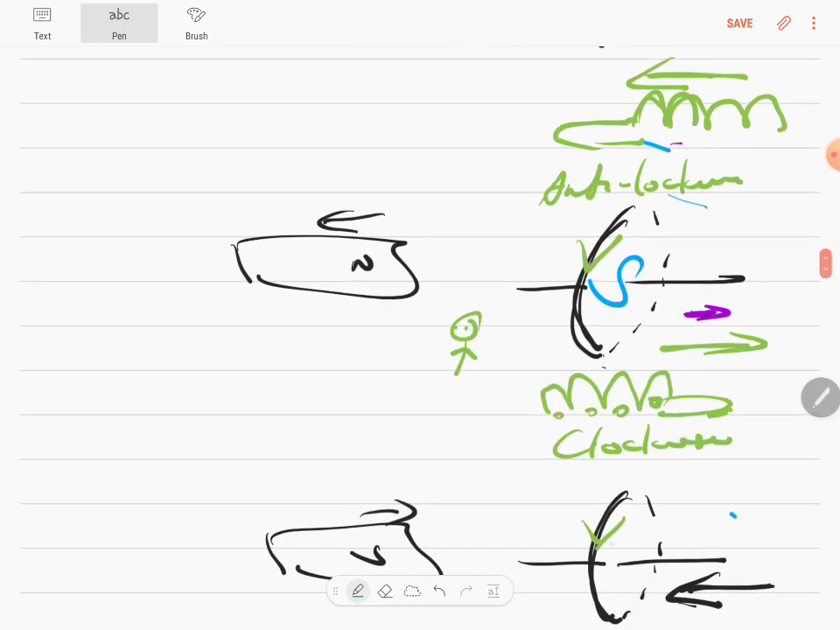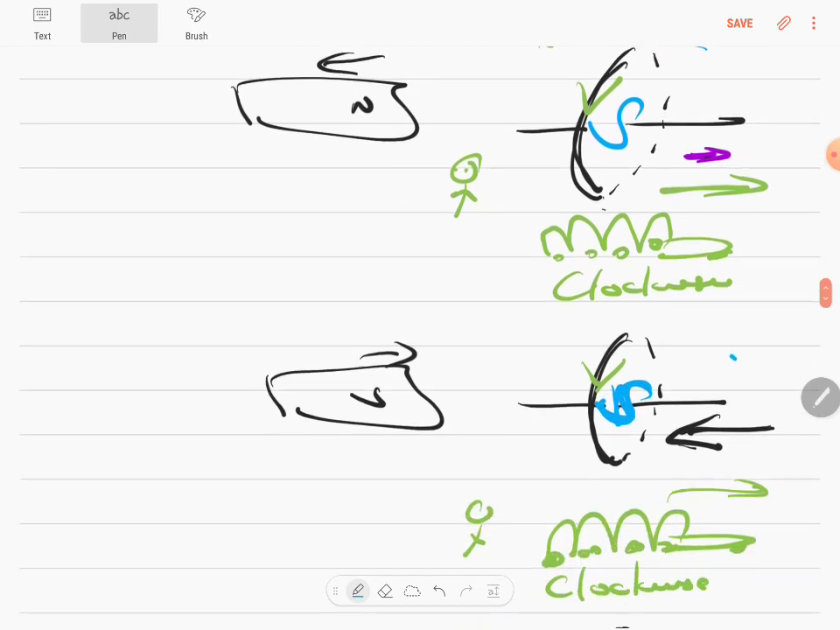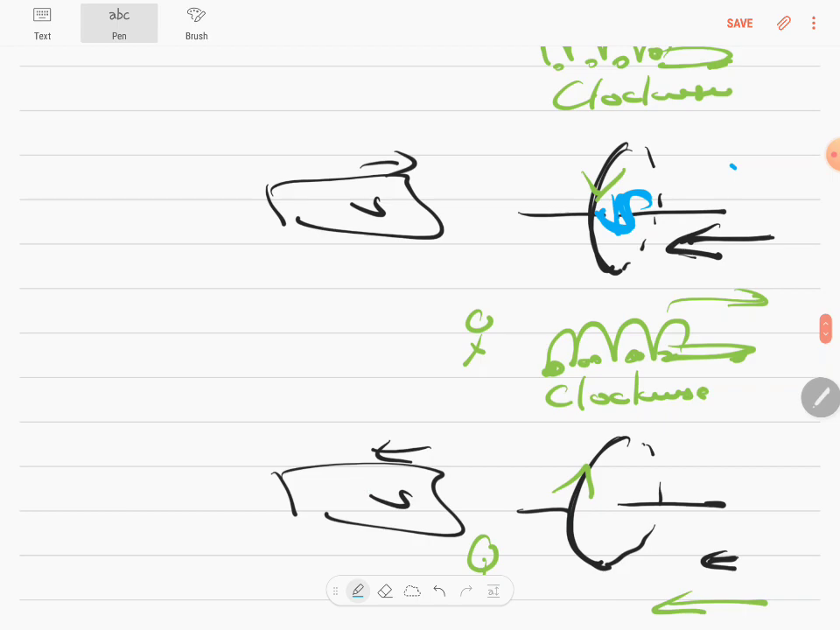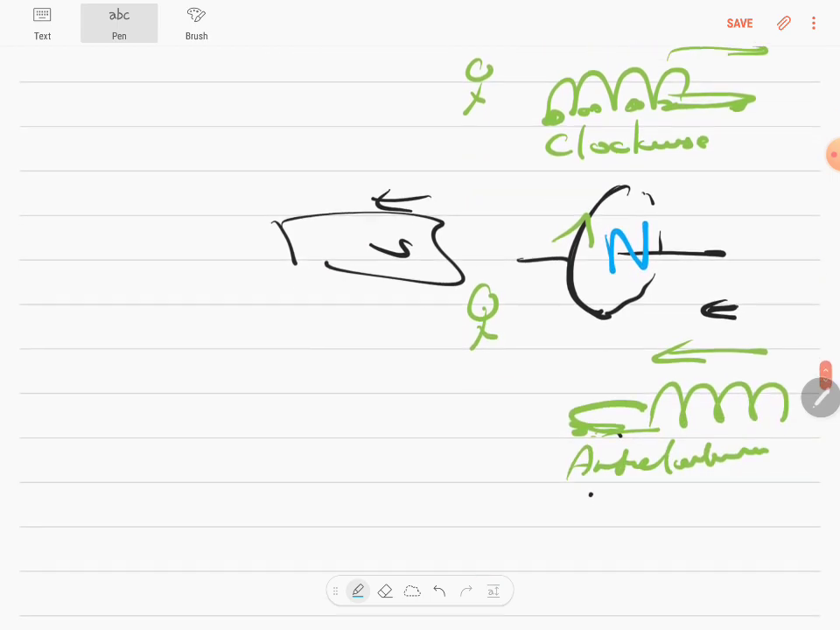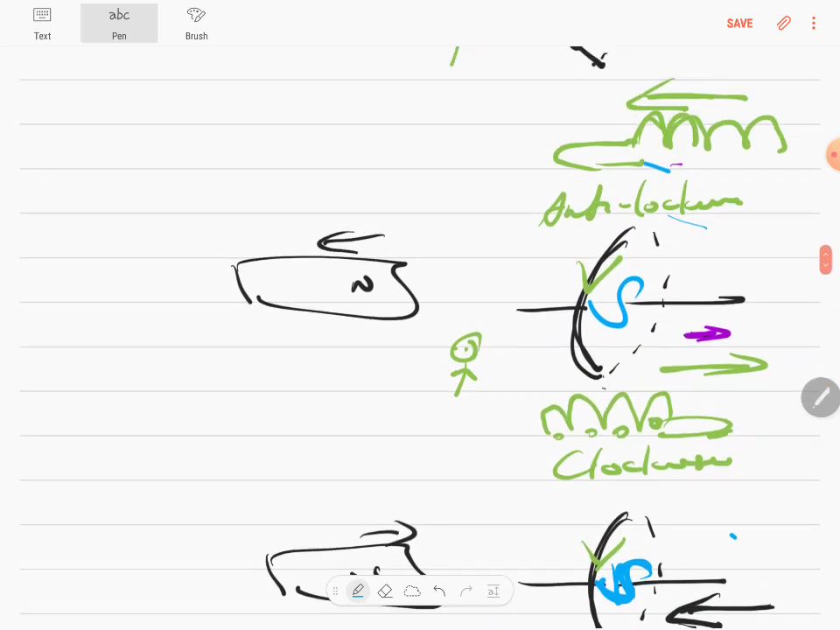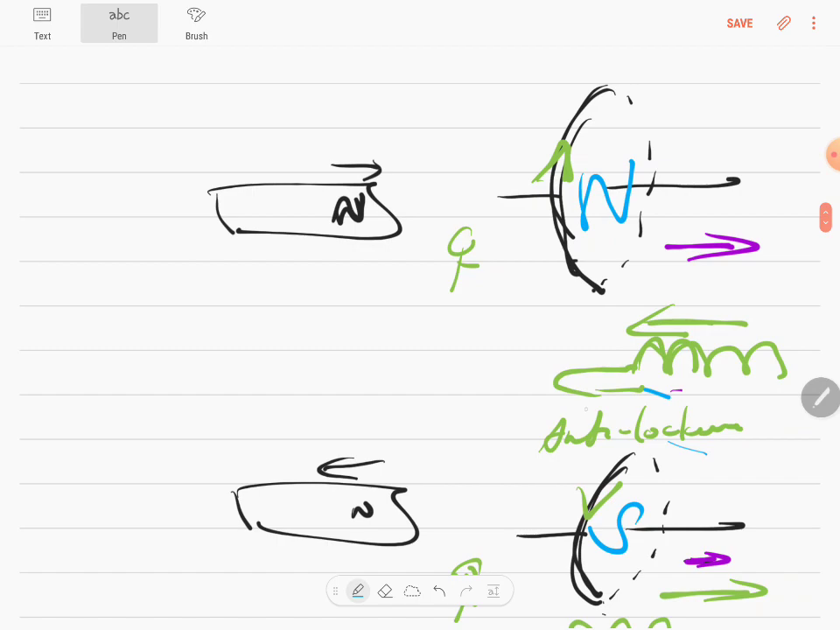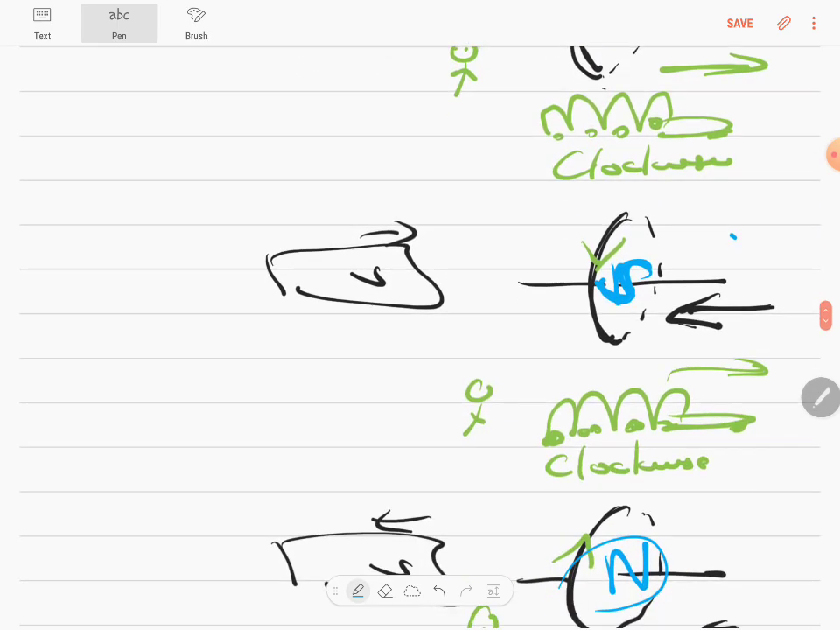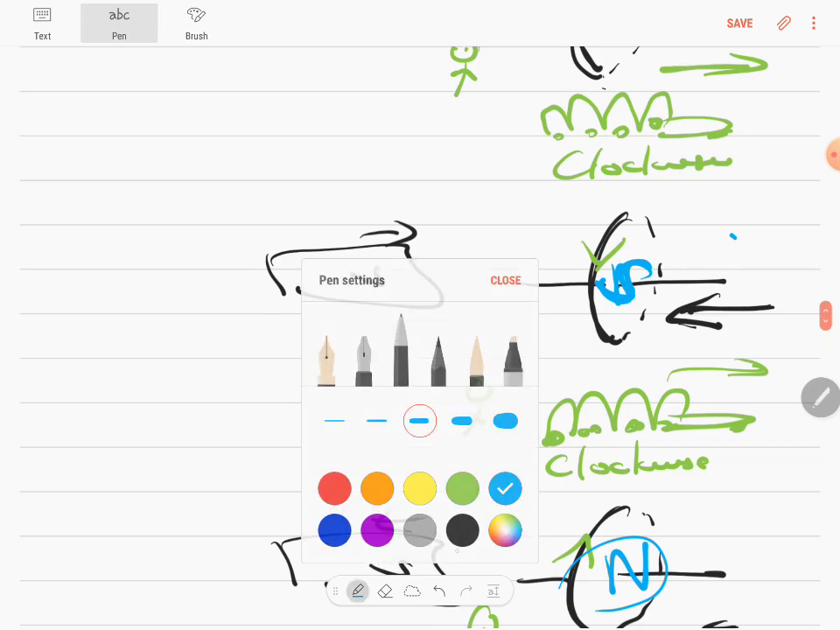This behaves like a north pole. When the magnet is going closer, it behaves like a south pole and tends to repel it. When a south pole is taken away, it behaves like a north pole and tends to attract it. So in general, anti-clockwise always corresponds to north pole. Wherever there is anti-clockwise, there is always a north pole. This is a simple thing that you can always remember. Are you guys clear? So this is the introduction to the lesson.